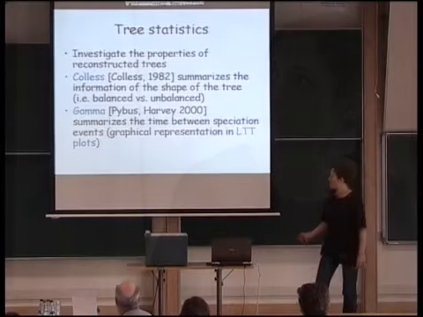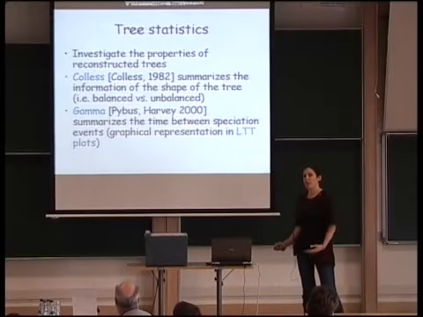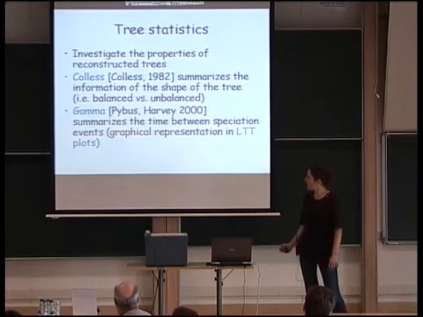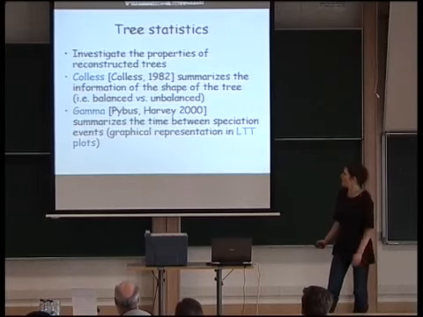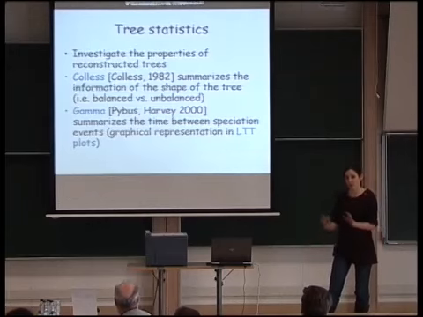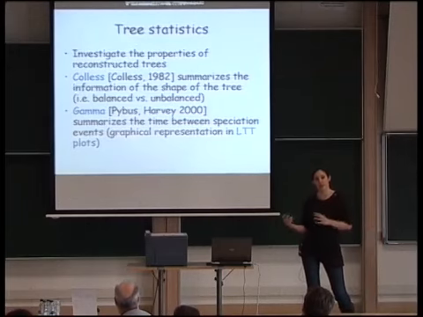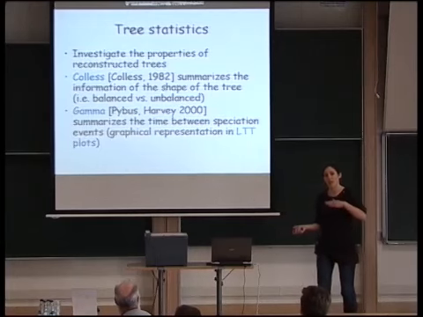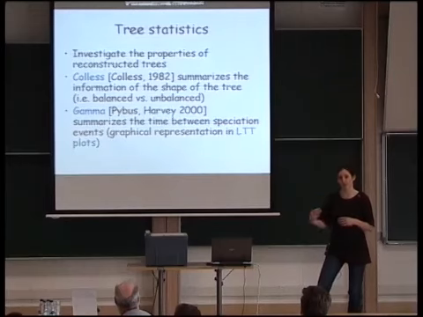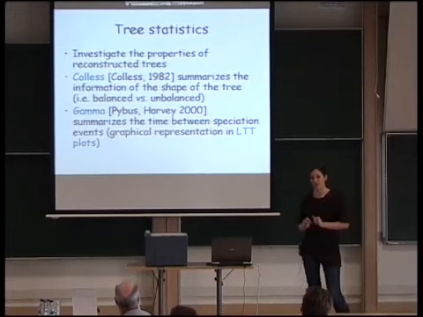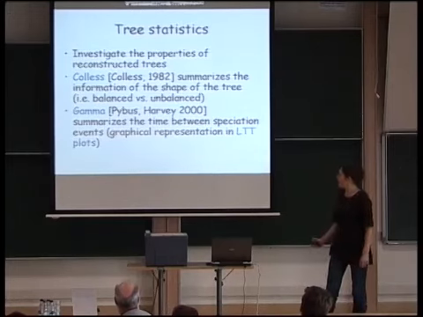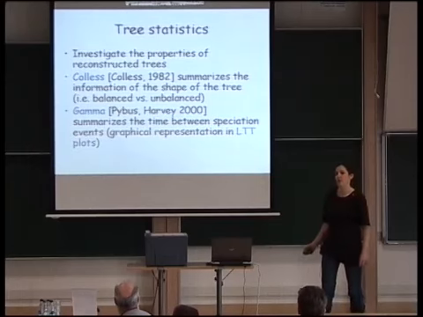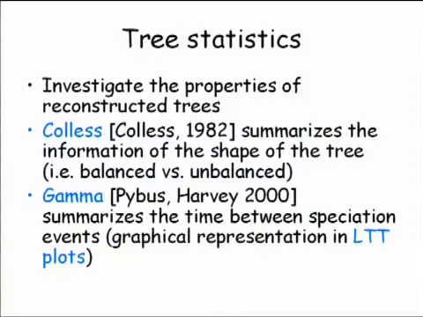Then the second statistic around, which is quite used, is the gamma statistic. The gamma statistic summarizes the time between speciation events. So we throw away the information about the tree shape, the combinatorial structure of the tree, but we look at how much time was between the first and second speciation event, the second and third, and so on. From those values, we calculate one value, which is the gamma statistic. The graphical representation is in lineage-through-time plots, which we also saw in the last talk.